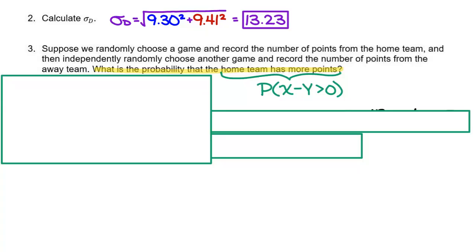What'd you say? You're going to use this mean, that's the mean of X minus Y, and you're going to use this as the standard deviation. That's the standard deviation of X minus Y.